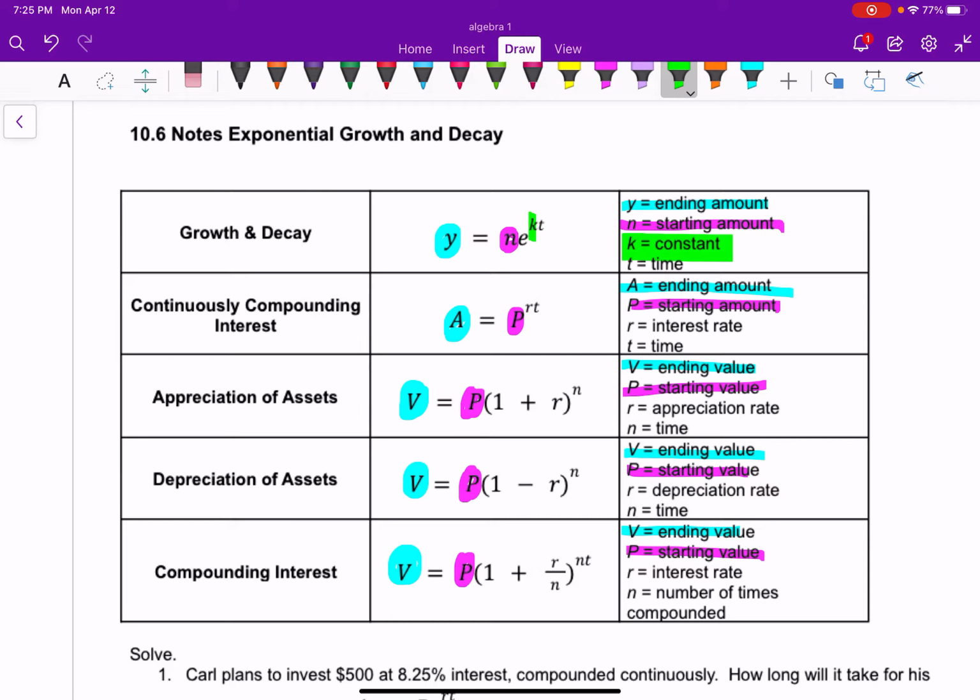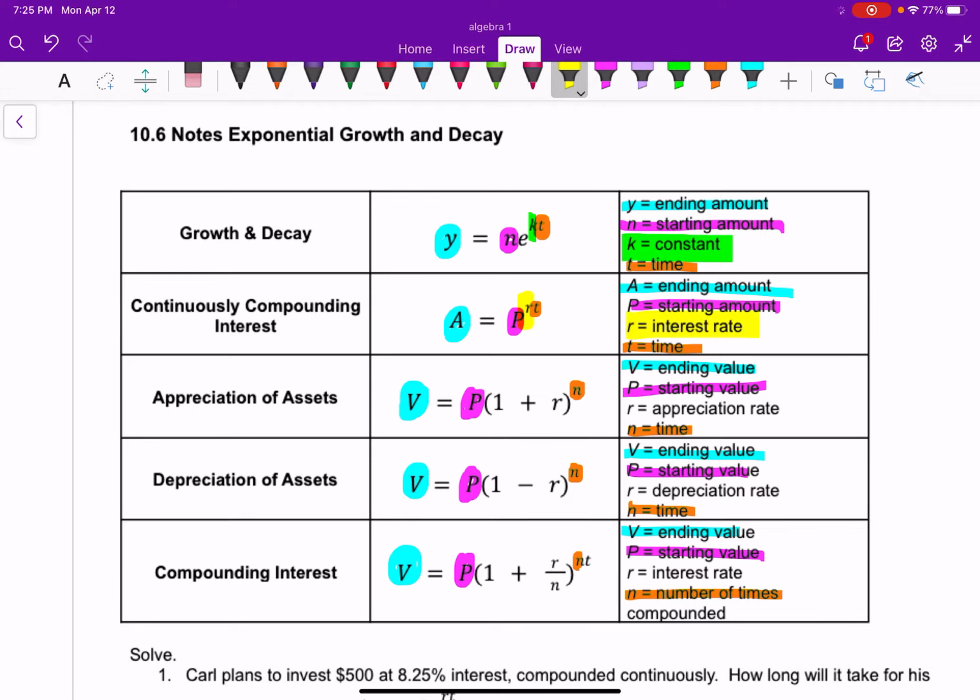And then the other one that you'll see is time. T always stands for time in these. So you can see the T. Oh no, we have an N here that stands for time. Okay, so it kind of depends on the problem. But again, you don't have to memorize these, and I'm actually going to tell you which ones to use. All right, and then R stands for interest rate.